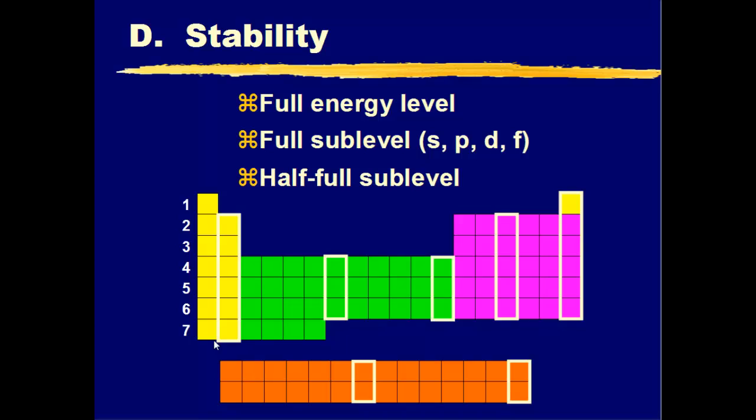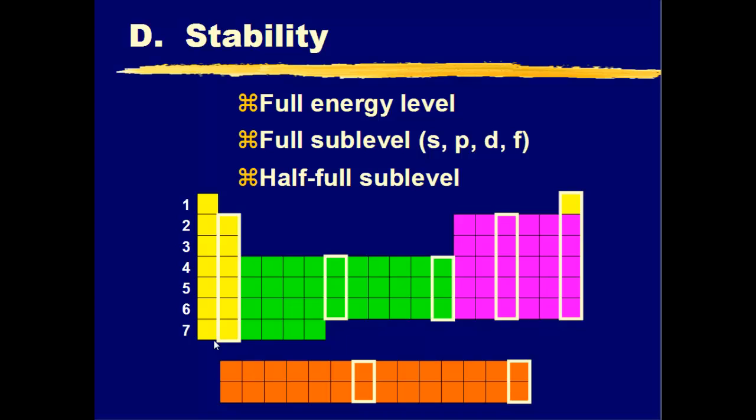Here are the order of stability for different configurations. You see how some of the boxes in the periodic table are outlined in white? The ones that have the full energy level are the most stable elements of all. Now which group outlined there in white has the entire energy level filled up? If you guess group 18, you're right. The noble gases have completely filled energy levels. They are the most stable elements of all.